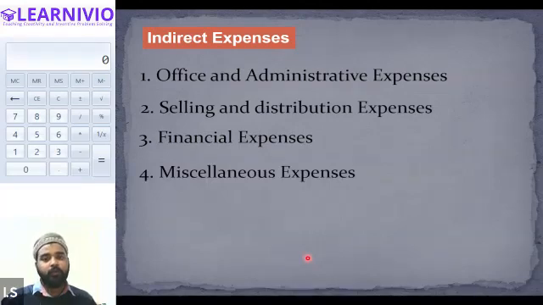All right. So indirect expenses can be incurred in the office administration department. It can be incurred in the sales department. It can be incurred in the financial department, or financial department basically means accounts department. And then there can be some miscellaneous expenses, like for example, expenses on coffee, tea, expenses for the peon, or anything else, like expenses on telephone. These are some miscellaneous expenses on petrol. So these are miscellaneous expenses.